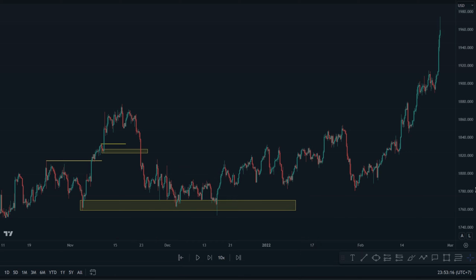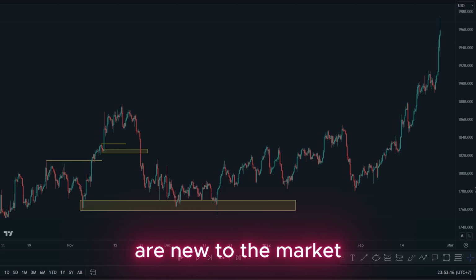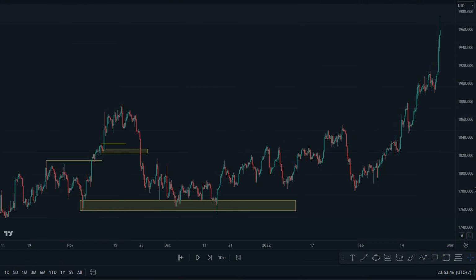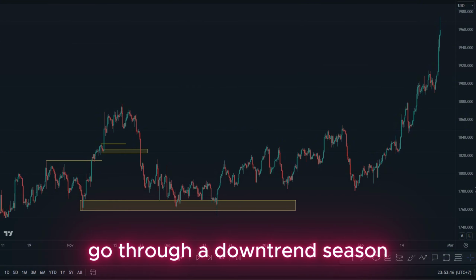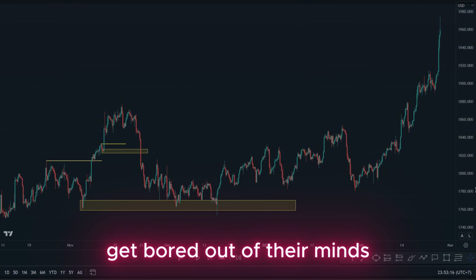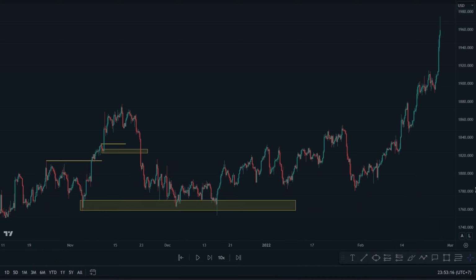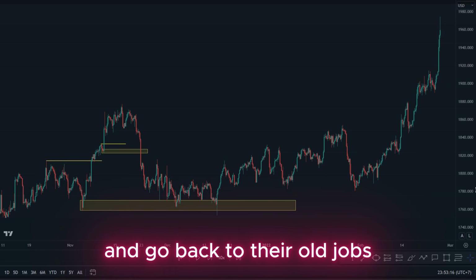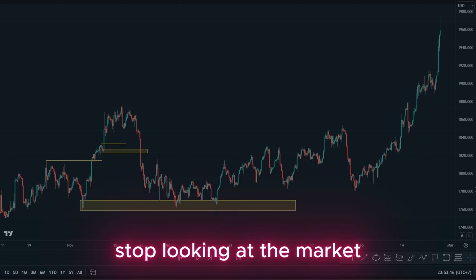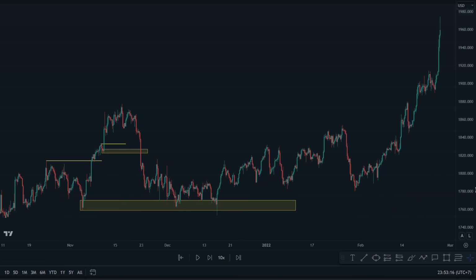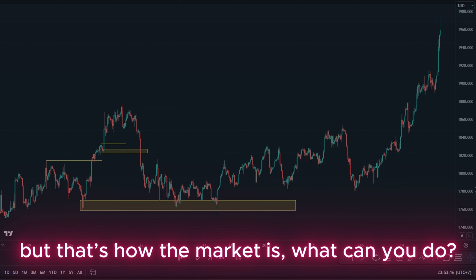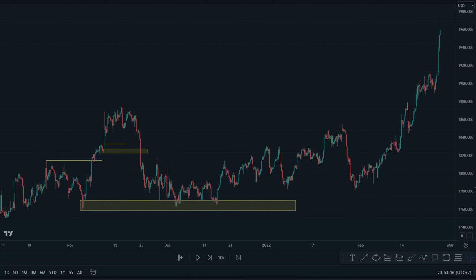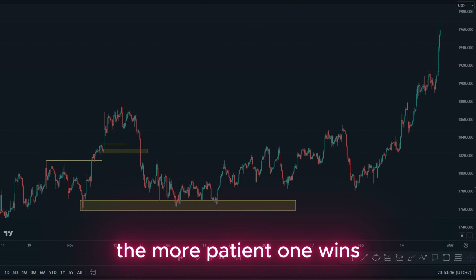Those who are new to the market go through a downtrend season, get bored out of their minds. Most give up and go back to their old jobs. Stop looking at the market. But that's how the market is. What can you do? The more patient one wins.